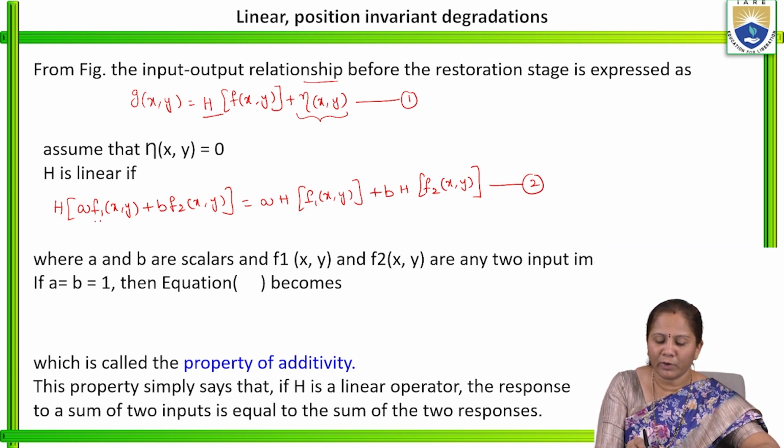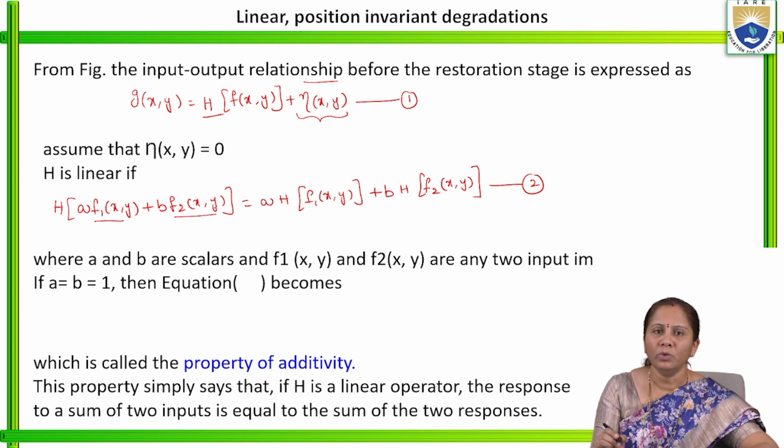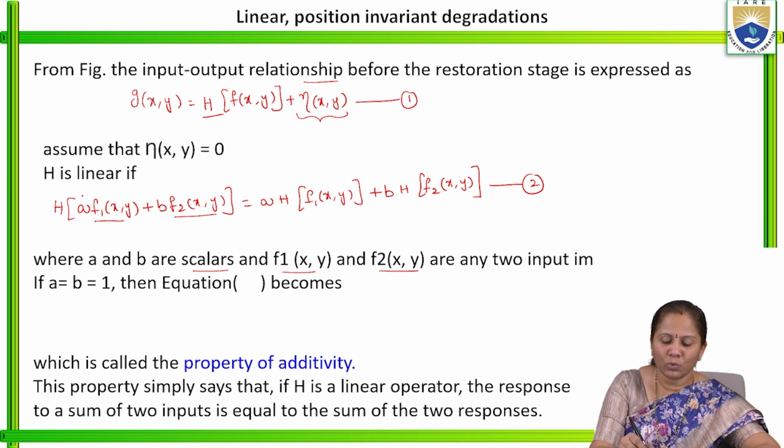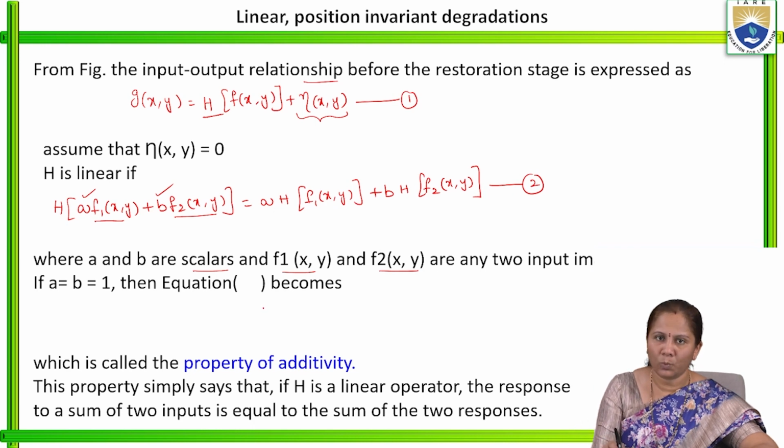Here f1 of x comma y and f2 of x comma y indicate the two images, image 1 and image 2, and a and b are constants. If you consider a and b as scalars, then f1 of x comma y and f2 of x comma y are the two input images. Let us consider here the two constants a and b equal to 1.